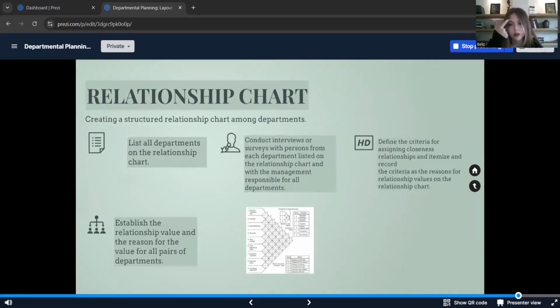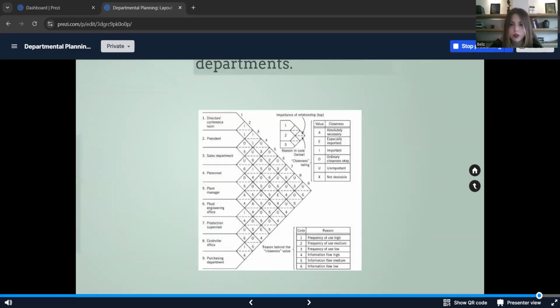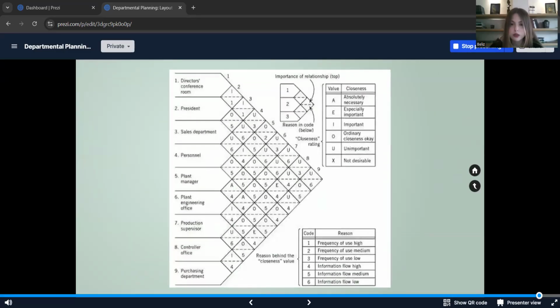To create one, list all departments. Then for every pair, decide the relationship value and the reason code. For example, frequency of use or information flow. Gather input from each department and from management, and discuss and refine until everyone agrees. This slide shows a real example.